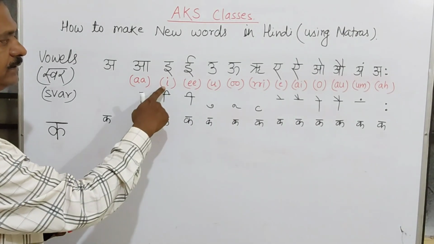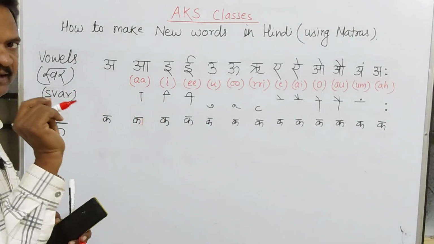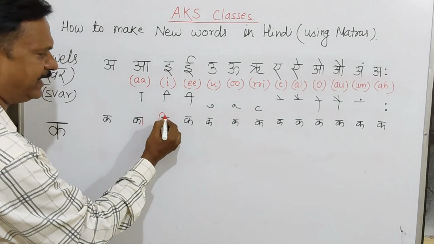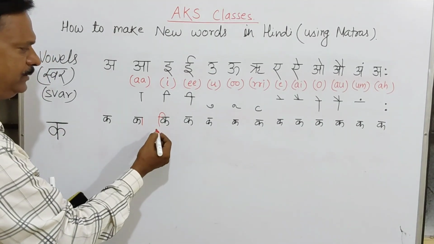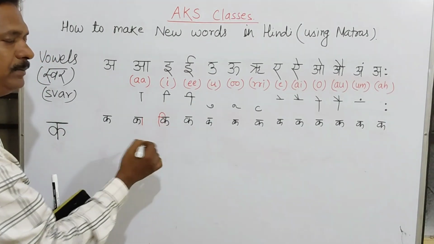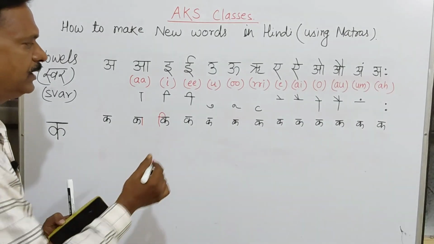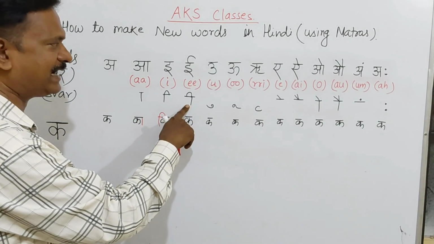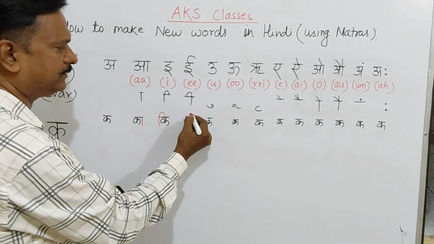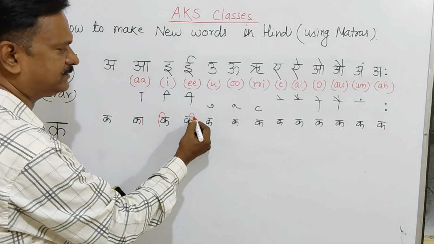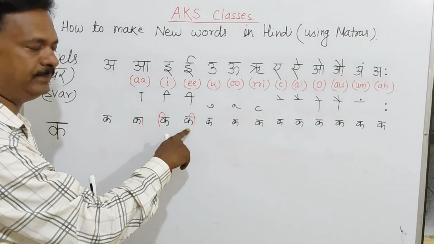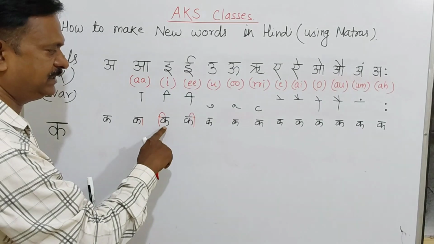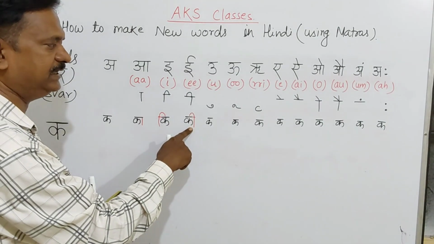Again, for the short i sound, we put this matra from the left. So it is added like this. Now this becomes ki. And for the larger long ee sound, we add the matra from the right side and it becomes kee. Note the difference between ki and kee.